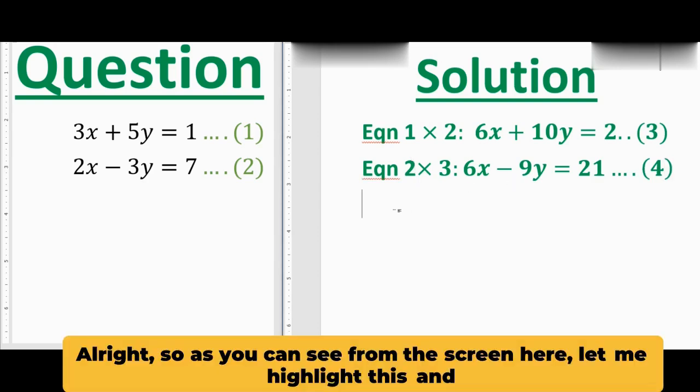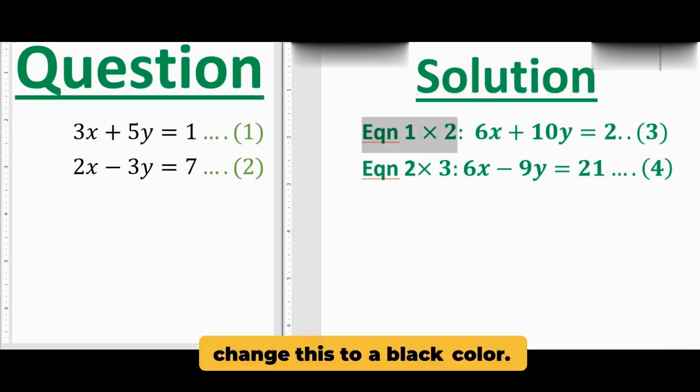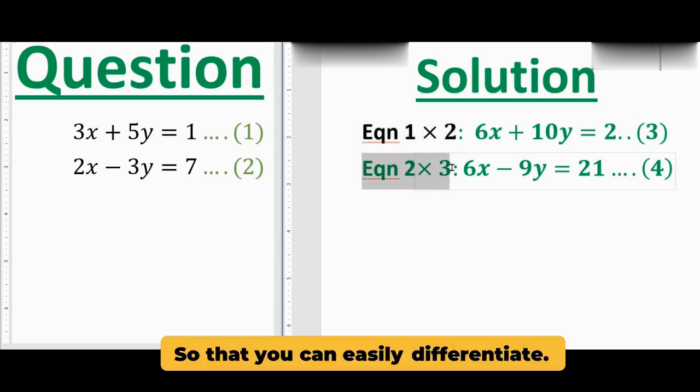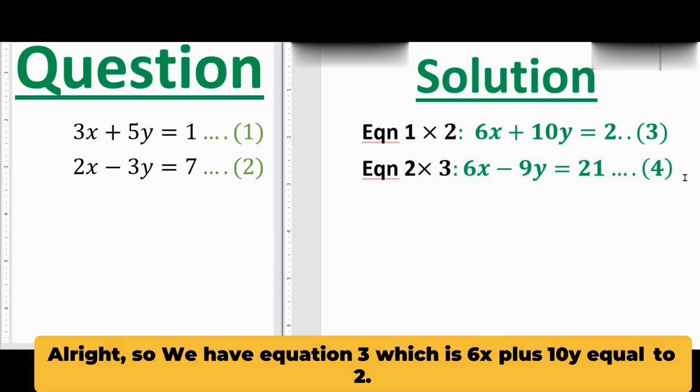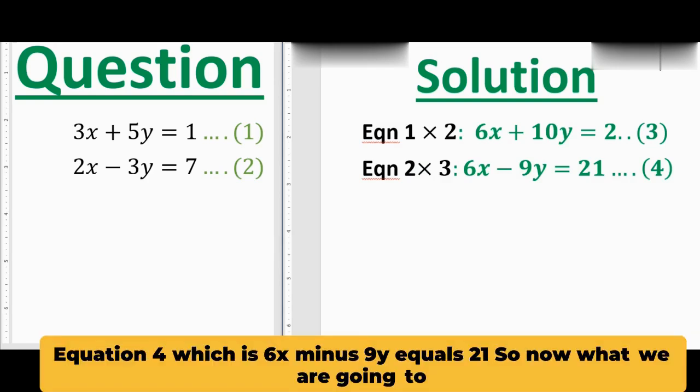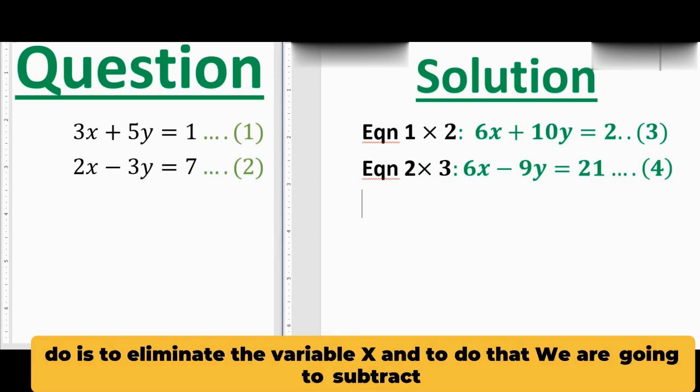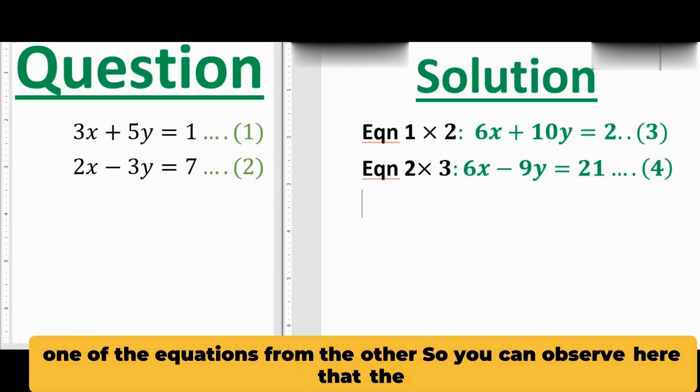Alright, so as you can see from the screen here, let me change this to a black color so that you can easily differentiate. We have equation 3, which is 6x plus 10y equal to 2. Equation 4, which is 6x minus 9y equals 21. Now what we are going to do is eliminate the variable x, and to do that we are going to subtract one of the equations from the other.